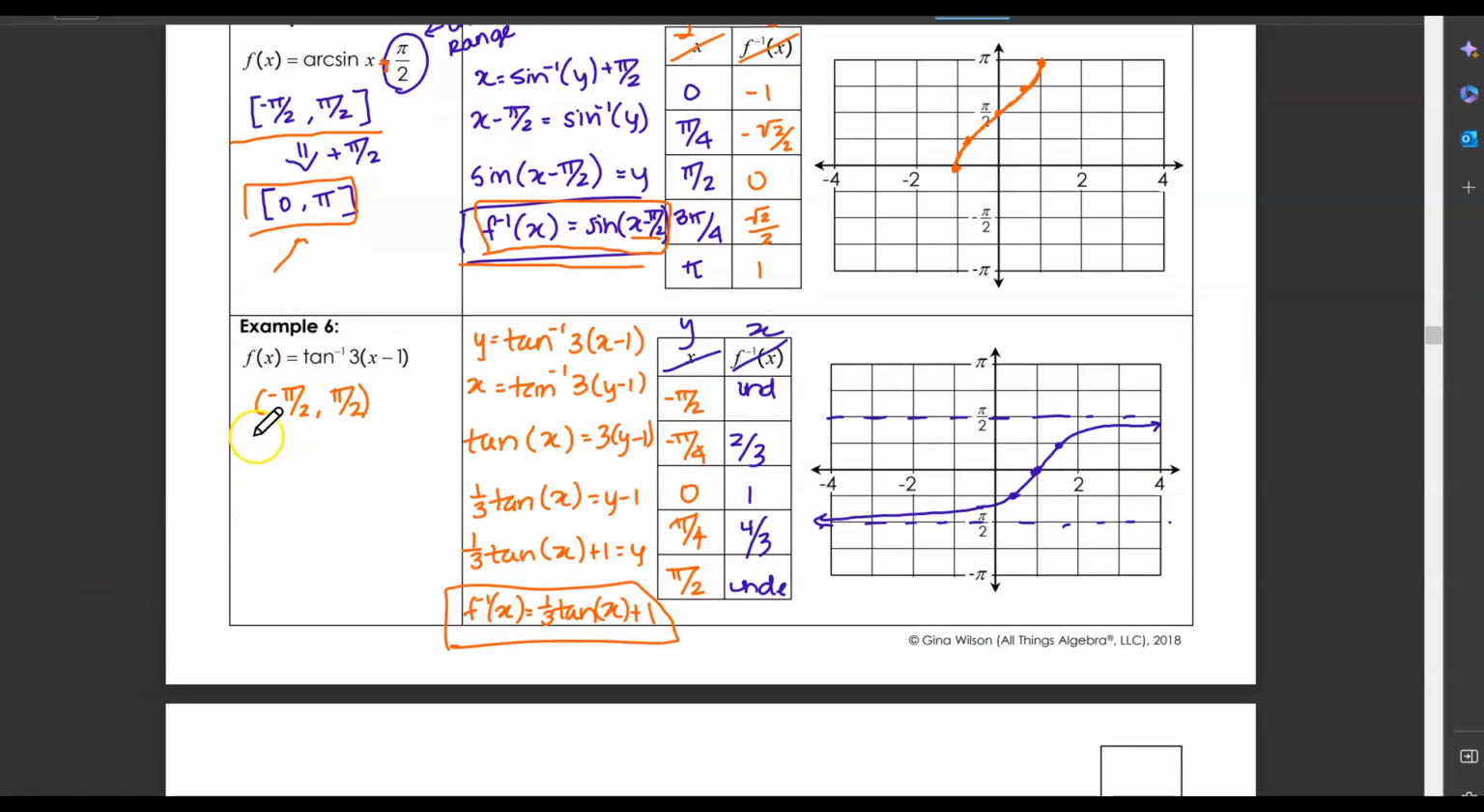All right, so we should see here that our range for our inverse tangent should have gone from negative pi over 2 to pi over 2. Notice that we're not adding; we don't have any type of vertical shifts happening. So we're good with that. We start this off with negative pi over 2 all the way to pi over 2. Then we replace that f of x with our y, swap the y and the x, and solve for y. And we get our inverse function stated here.